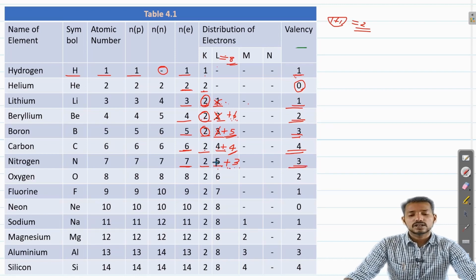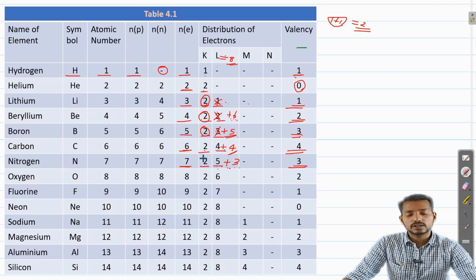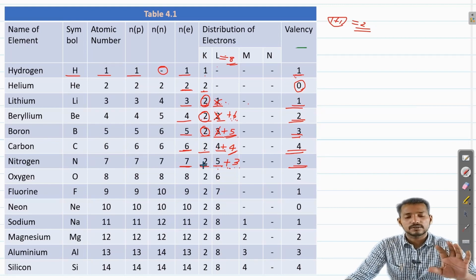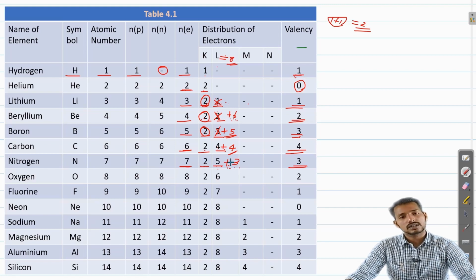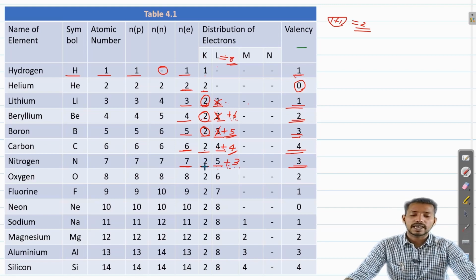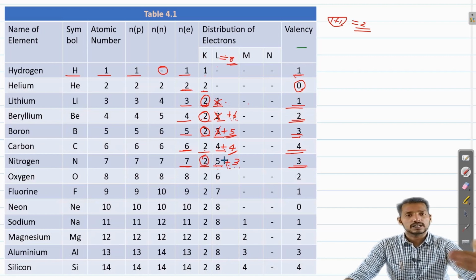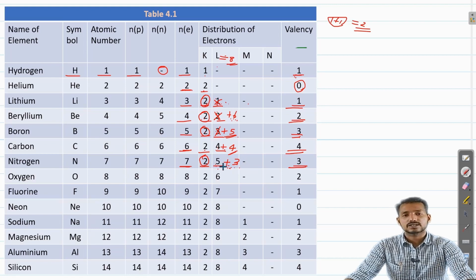Clear? Because we have only 2 possibilities. Either we make the K shell the outermost, or the L shell is outermost with it completely filled. To make the K shell completely filled, these 5 electrons would have to be eliminated. But it is easy to add 3 electrons to the second shell to make it an octet of 8. So its valency becomes 3.